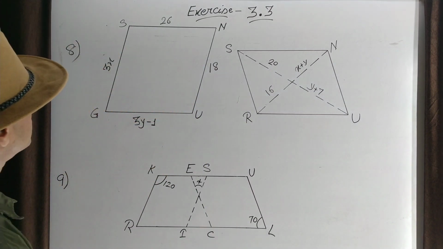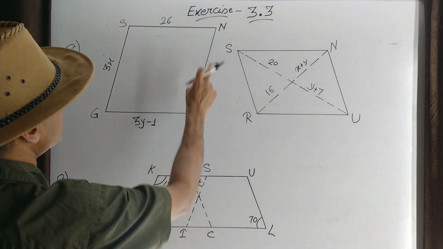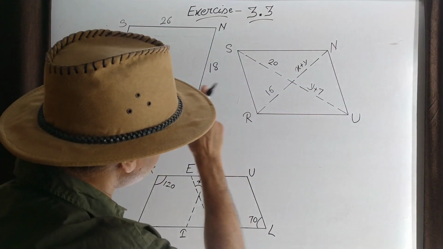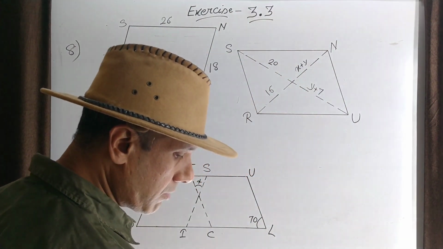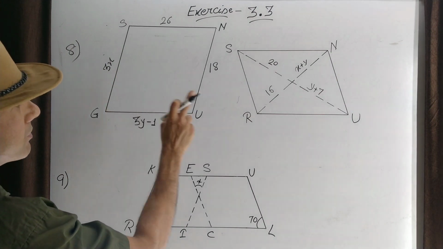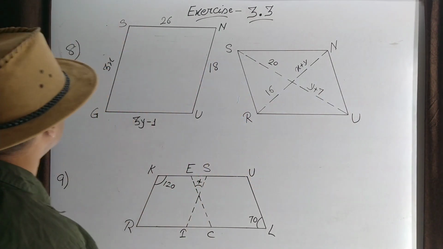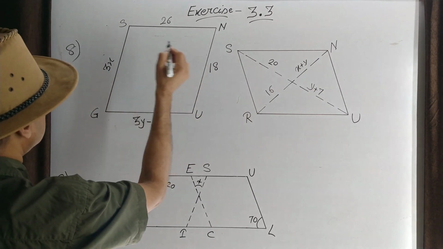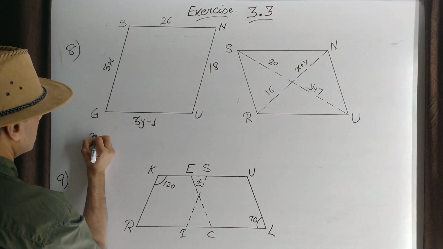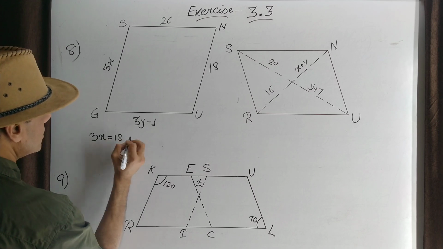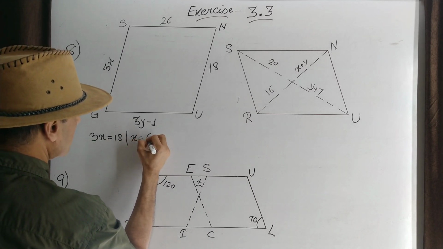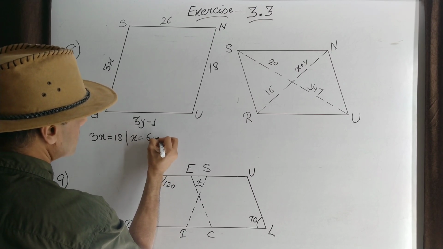Question number 8. In the following figures, GUNS and RUNS are both parallelograms, and we have to find the values of x and y in centimeters. So this is a parallelogram. So this side is equal to this side. So 3x is equal to 18. So we get x is equal to 18 by 3, that is 6, and the value is in centimeters.